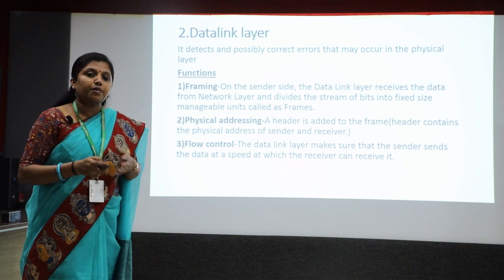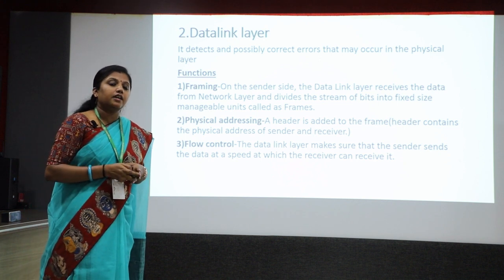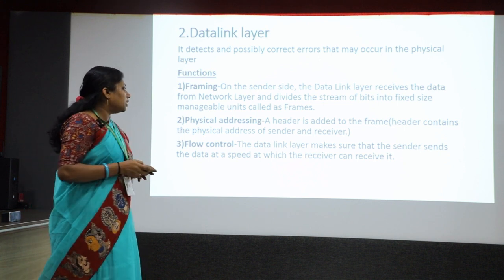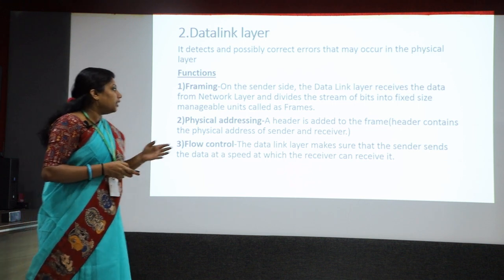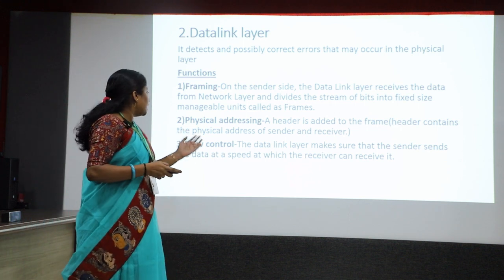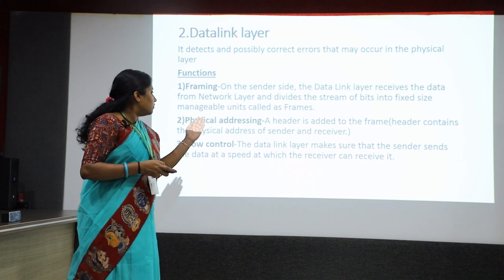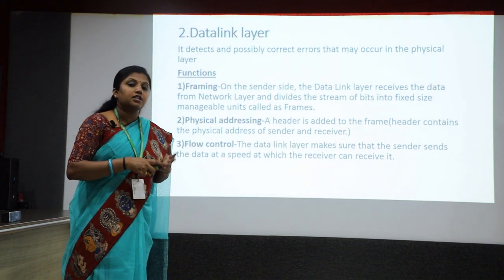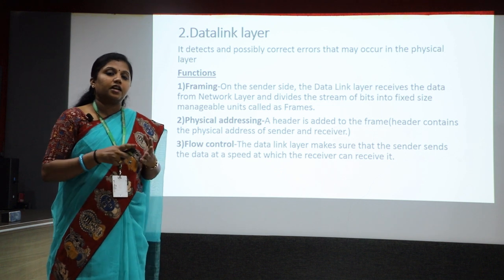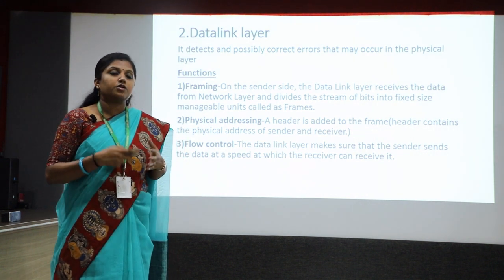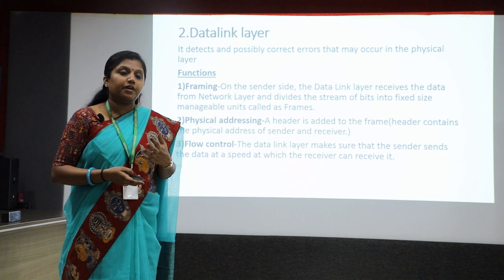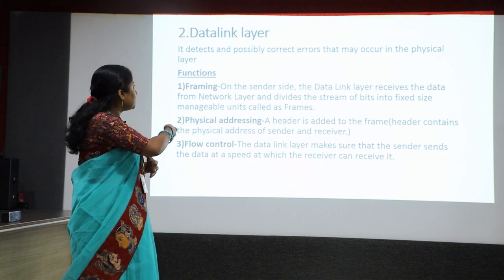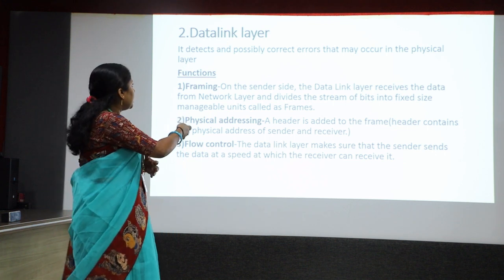The next important function of the data link layer is flow control. In flow control, the data link layer makes sure that the sender sends the data at a speed at which the receiver can receive it. That is, the sender speed and the receiver speed should be synchronized, otherwise loss of data bits can happen. That is a correct action taken by the data link layer.